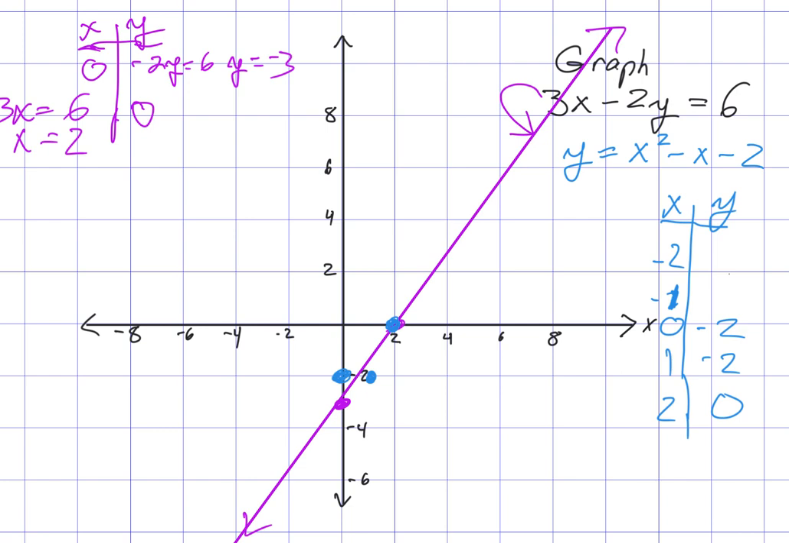And then try -1. -1 squared is 1. 1 minus -1. Well, minus negative is positive, so 1 plus 1 is 2. 2 minus 2 is 0. So at -1, I'm at 0. So what I'm seeing here is that these two are the same, these two are the same.